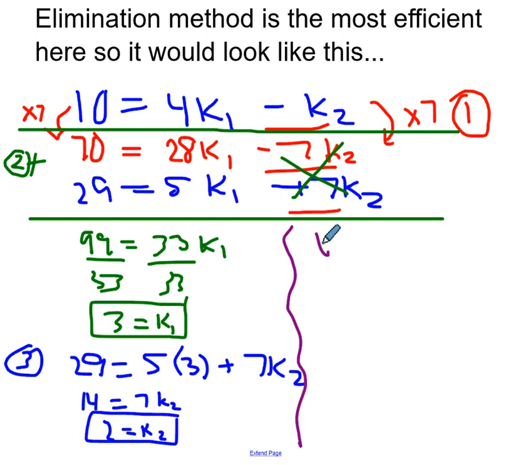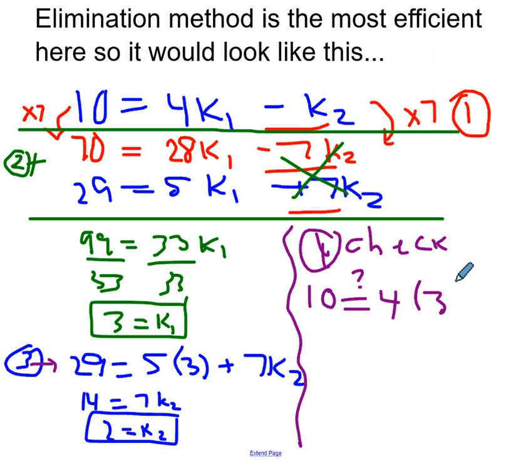Step number 4, I'm just going to break this here. You should check that your work is okay. How can I check? Well, when I did my step number 3 here, I used the second rule, so I'm going to use the first rule to check. So 10, is it equal to 4 times k1 minus 1 times k2? So 10, is it equal to 12 minus 2? Yes. Okay, so yes, you can put yes here. That means that you got the right answer.